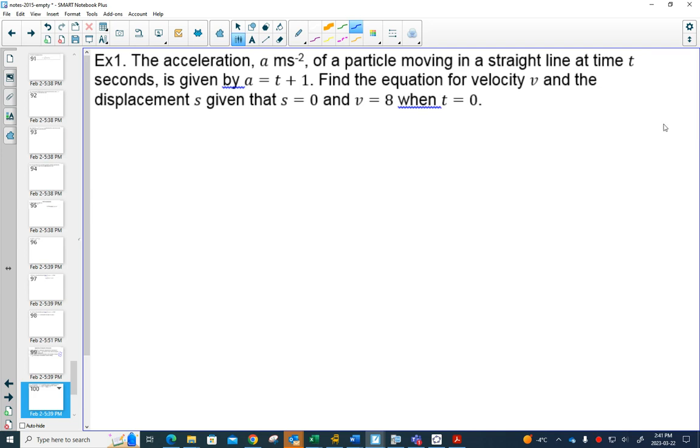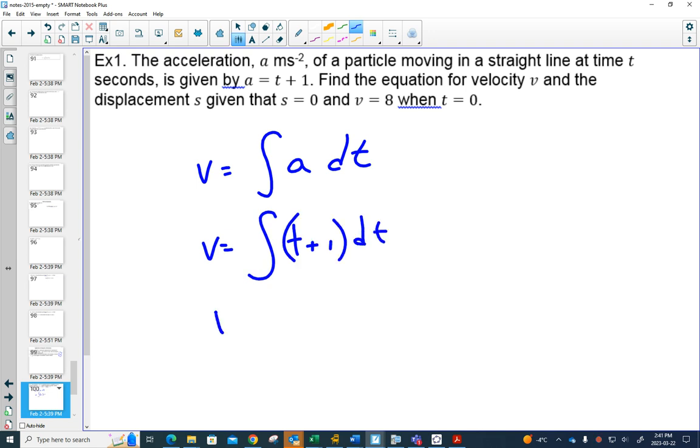So here's one. We've got acceleration, t plus 1. Find the equation of the velocity. So velocity will be the integral of acceleration. Our variable is t, so dt. If we write that out, what is the integral of t plus 1 dt? Add 1 to the exponent and divide. And we have a plus c at the end.